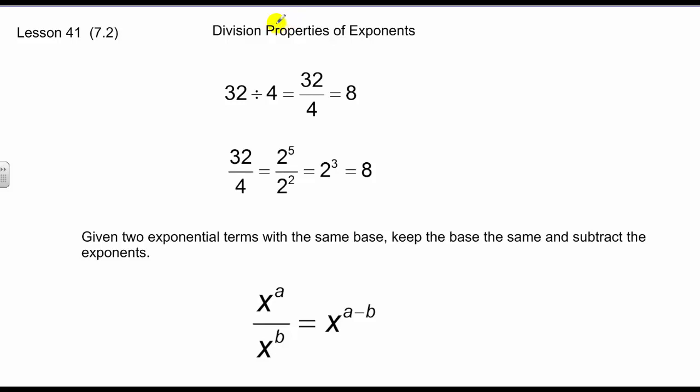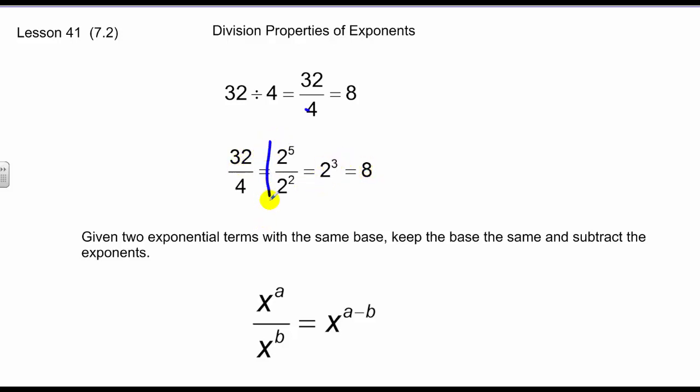So today's topic is division properties of exponents. And I've got a couple division facts below. We know 32 divided by 4 can also be written vertically as 32 over 4. Either way, they both equal 8. We also know that 32 is the same as 2 to the 5th, and 4 is the same as 2 squared. If I look at the answer 8, that's 2 cubed.